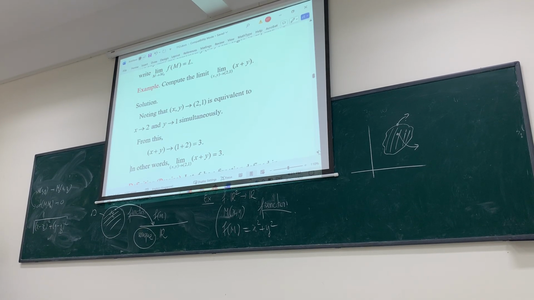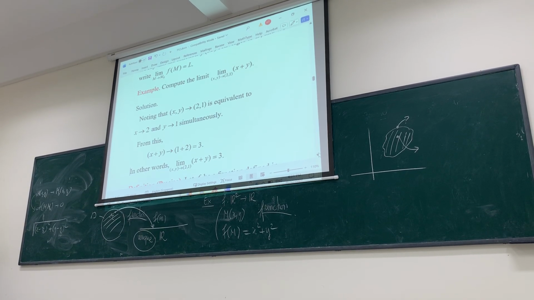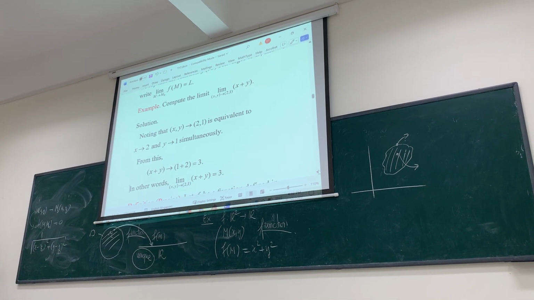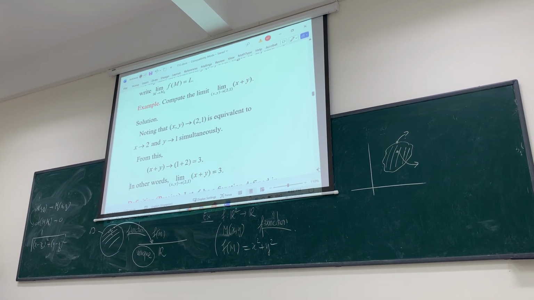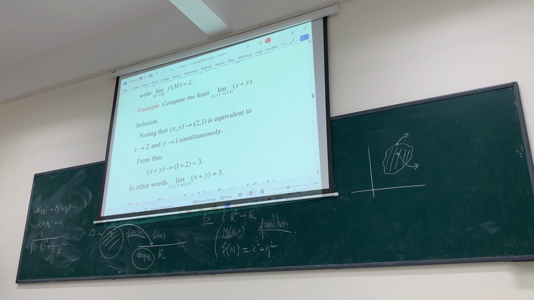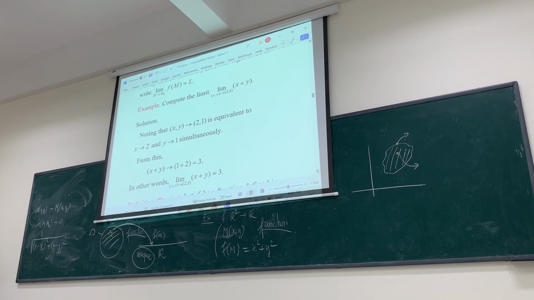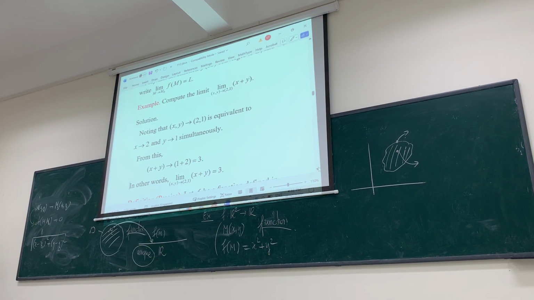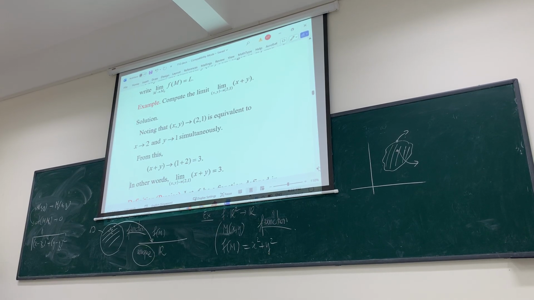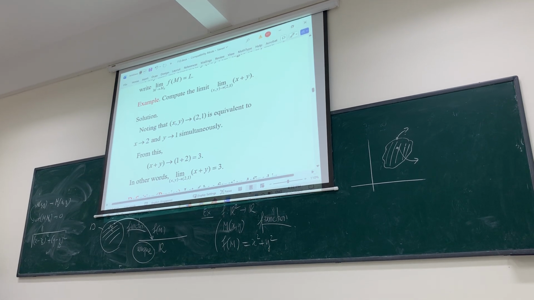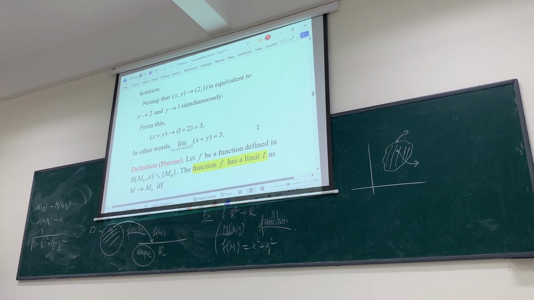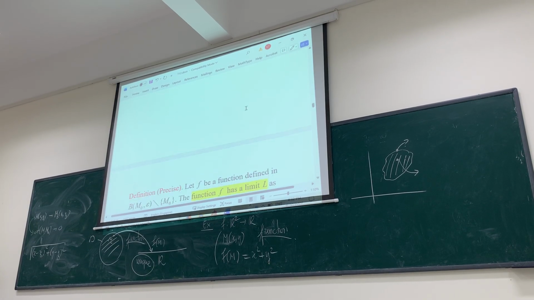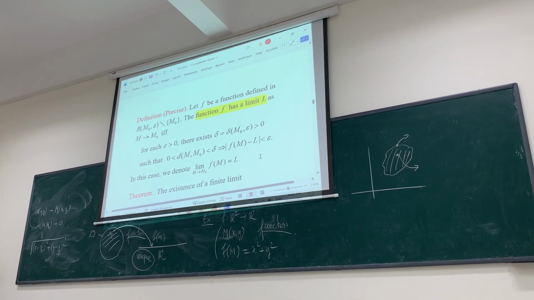Now continue, we move to the second definition. I want to move to the precise version of the limit. We define the limit of a function based on epsilon and delta. Now let's see the precise version.